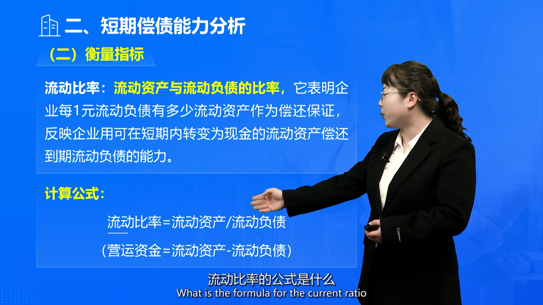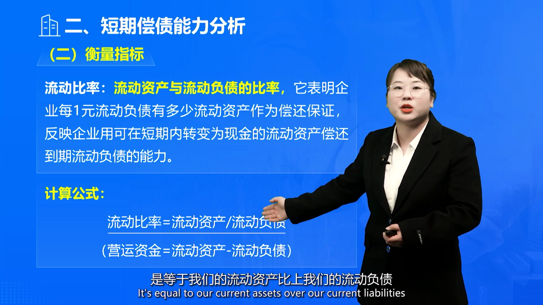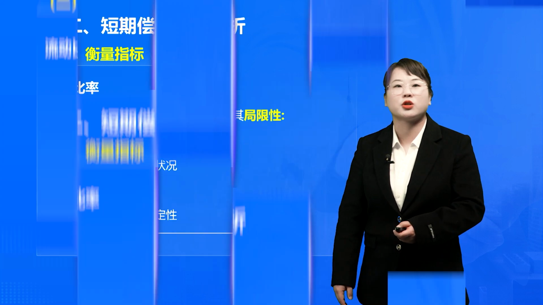What is the formula for the current ratio? It's equal to our current assets over our current liabilities. That's how we calculate it.